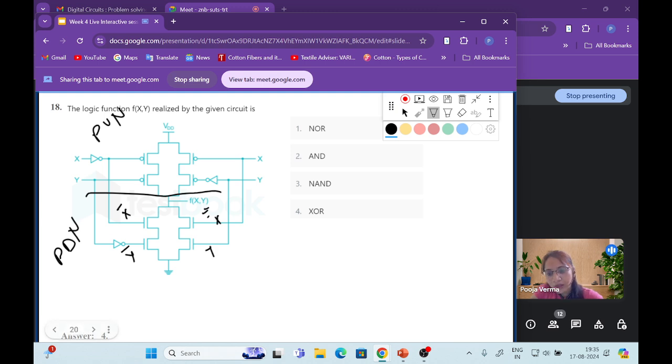Okay, so f of x, y will be, these two connected in series, x dash and y dash, and these two also connected in series, and these two then connected in parallel. So x dash y dash, in series, so multiply, and these two connected in parallel, that means plus, to these two series circuit. So x and y whole bar, right? Correct.